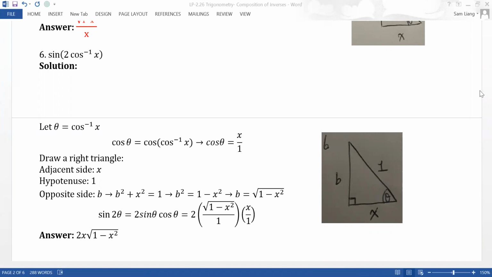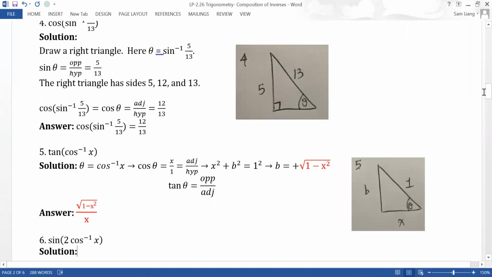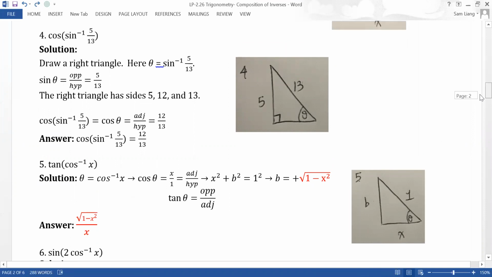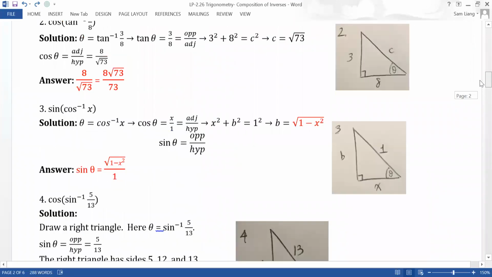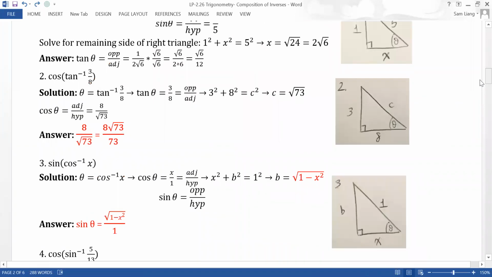Well, if you want to check 4 and 5, the answer for 5 was the square root of 1 minus x squared over x. And then question 4 was 12 over 13. Okay, and I'll post the solution set on Google Classroom. And here are questions 2 and 3, in case you need it.